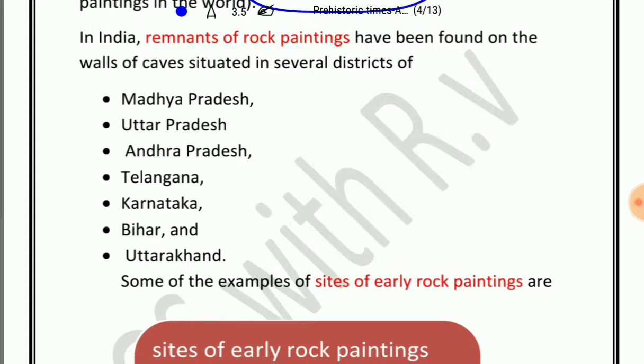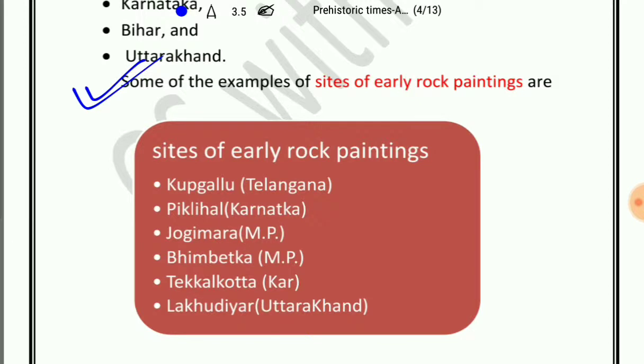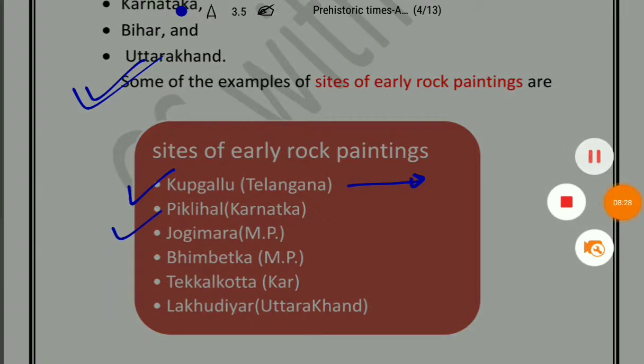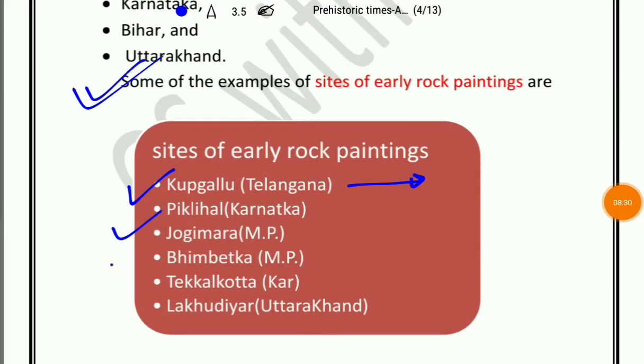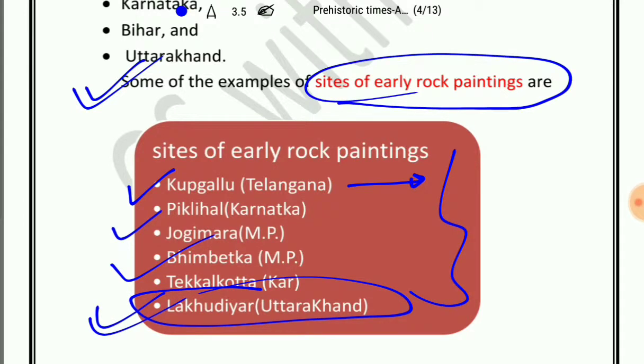So let's look at some of the earliest examples of rock paintings. If we discuss the sites in the districts, in Telangana it is Kuppagallu, in Karnataka it is Piklihal, Bhimbetka and Jogimara in MP, and Lakhudiyar in Uttarakhand. These are some of the sites of early rock paintings.